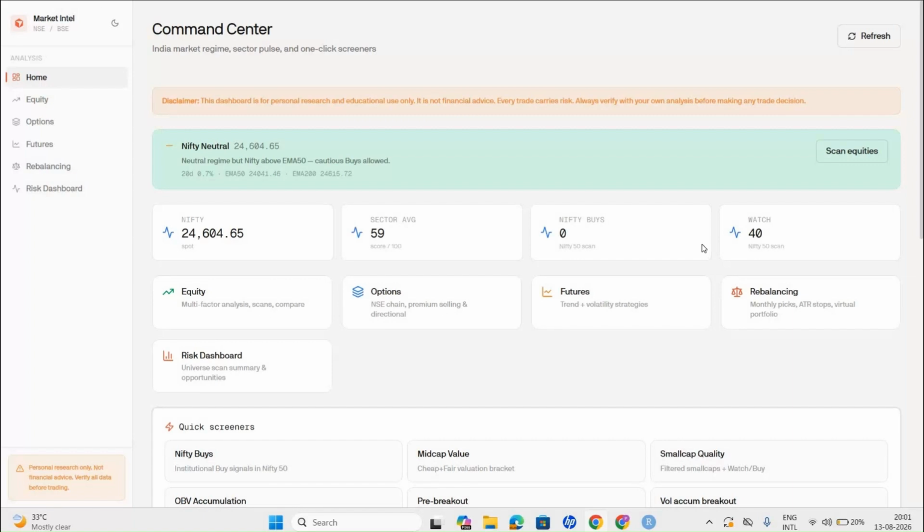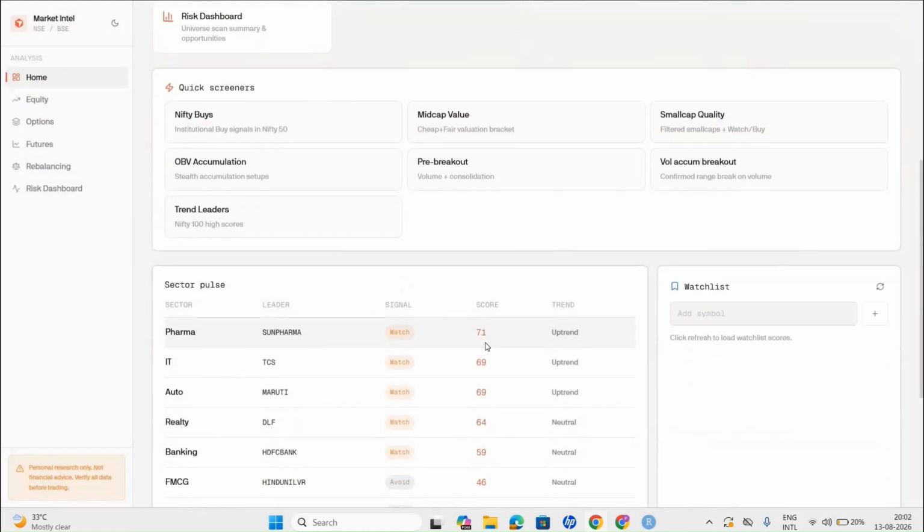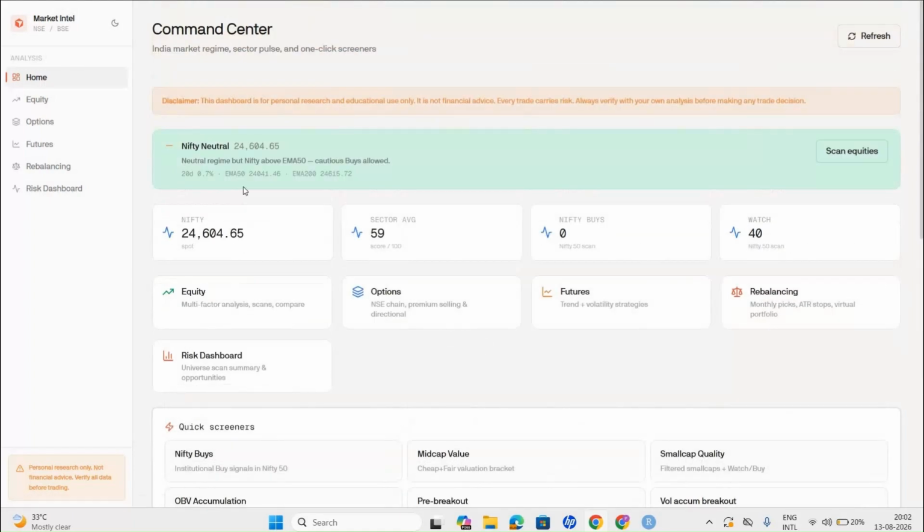So this is basically the command section. Here you can see Nifty, what's the price, sector average, and how many are in buy or sell. It has a whole lot of things that I will show you in a coming video. In this video, I will take you through the option trading tab and show how I trade using this dashboard.